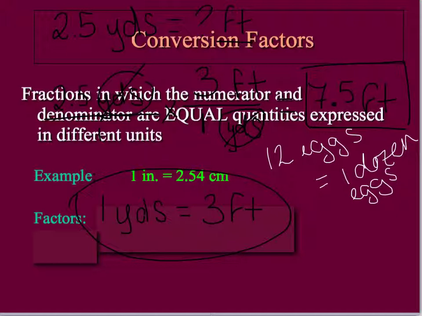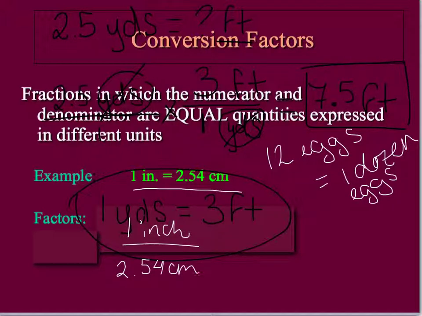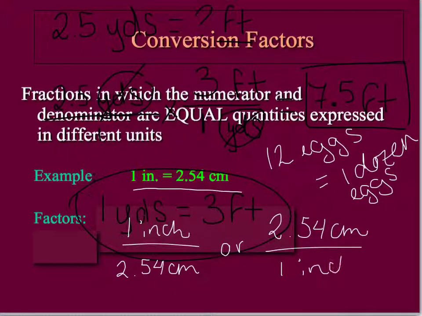So going back to our example of inches to centimeters, there's two conversion factors that we can make out of this relationship. If our relationship is that 1 inch is equal to 2.54 centimeters, we could make one conversion factor that's 1 inch over 2.54 centimeters, or we could make another one that's 2.54 centimeters over 1 inch. Those are the two conversion factors that we would get out of this one relationship.